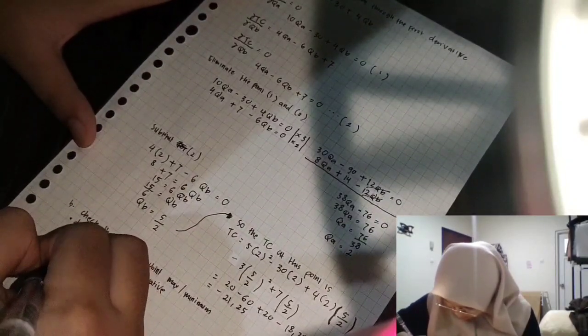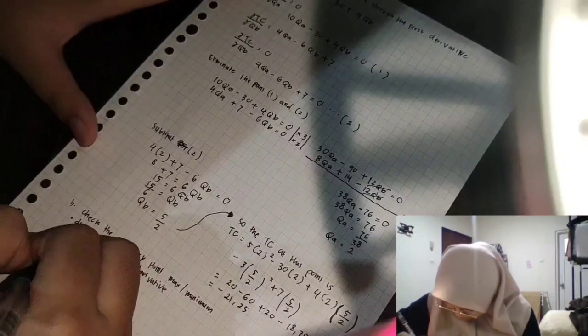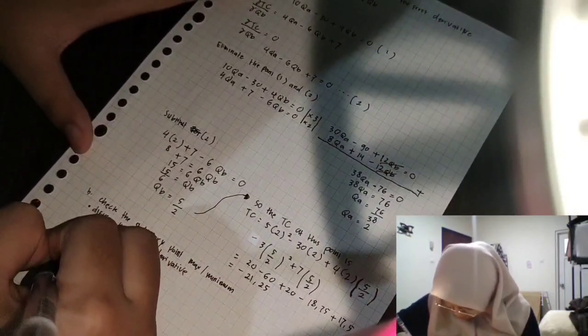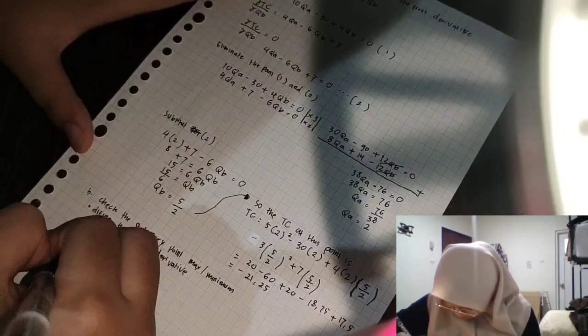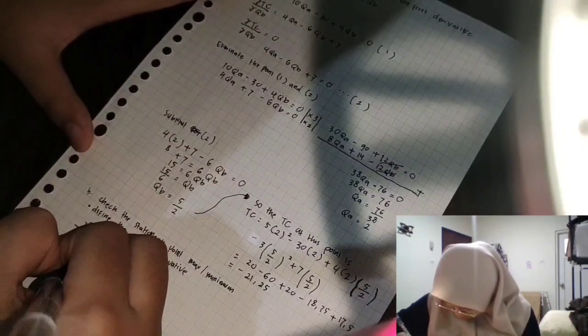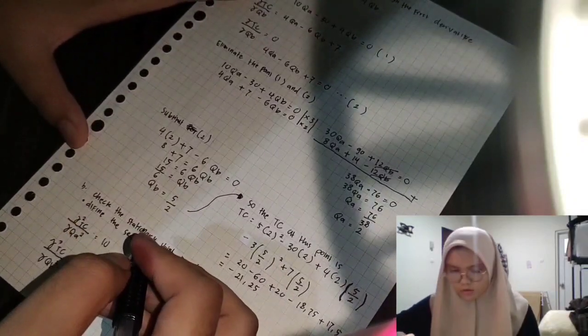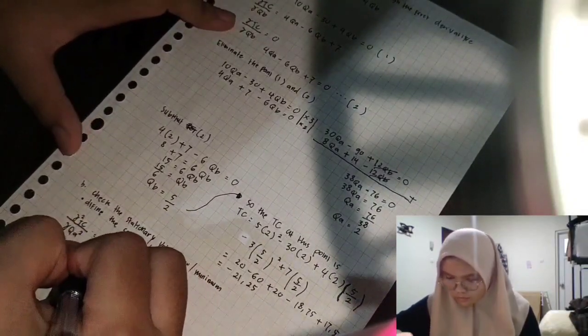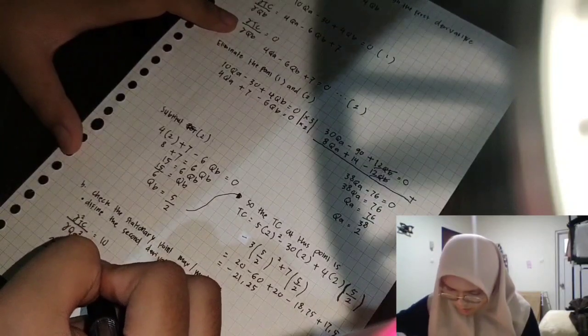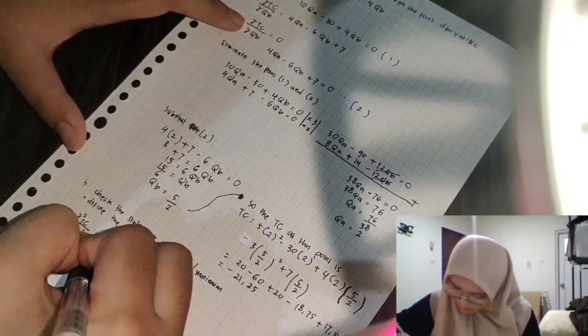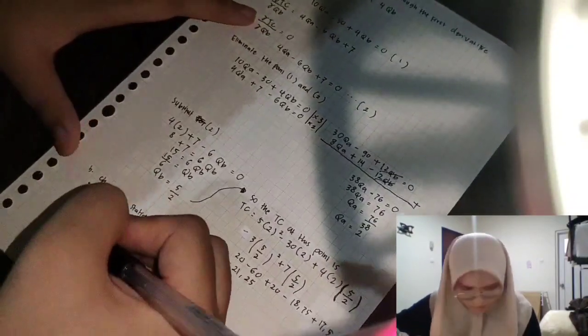And then the second derivative for Kb squared equals minus 6.